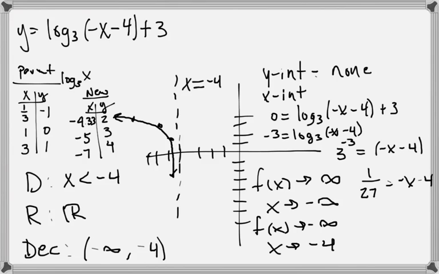What now? Plus 4. So we have 4 and 1/27th equals negative x. Negative 4.03. Close enough. Okay, so what's my actual x-intercept coordinates? Negative 4.03, comma 0. Okay, very good. That's a great example.